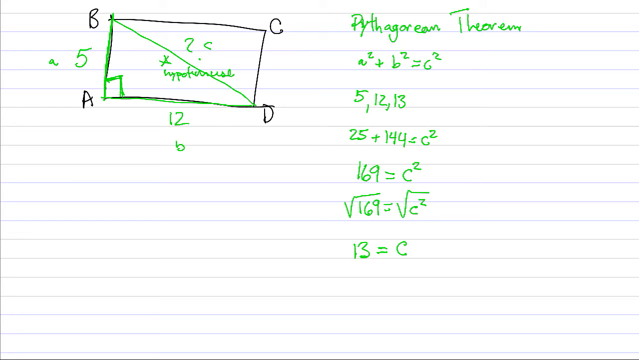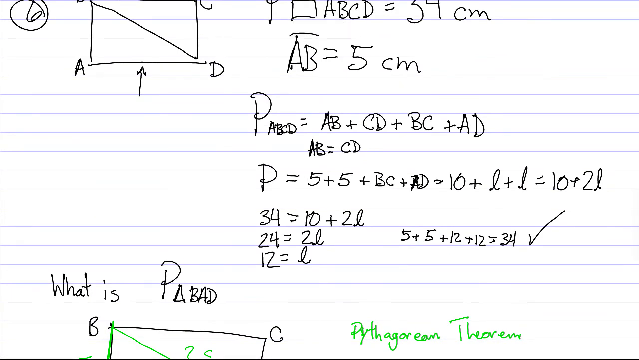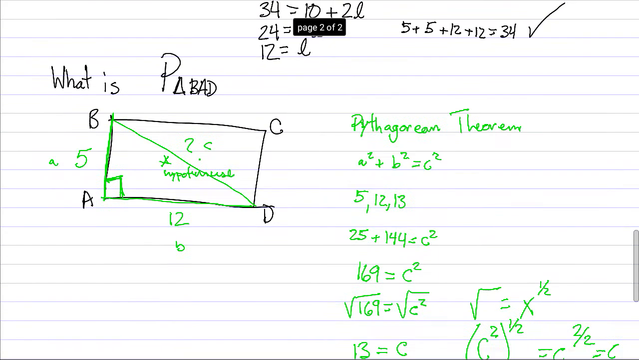Because remember, the square root is like taking the half exponent. So c squared to the 1/2 is equal to c to the 2 over 2, which equals c. So it's kind of a neat problem. It had to tie in a lot of different knowledge, so some cool stuff there.